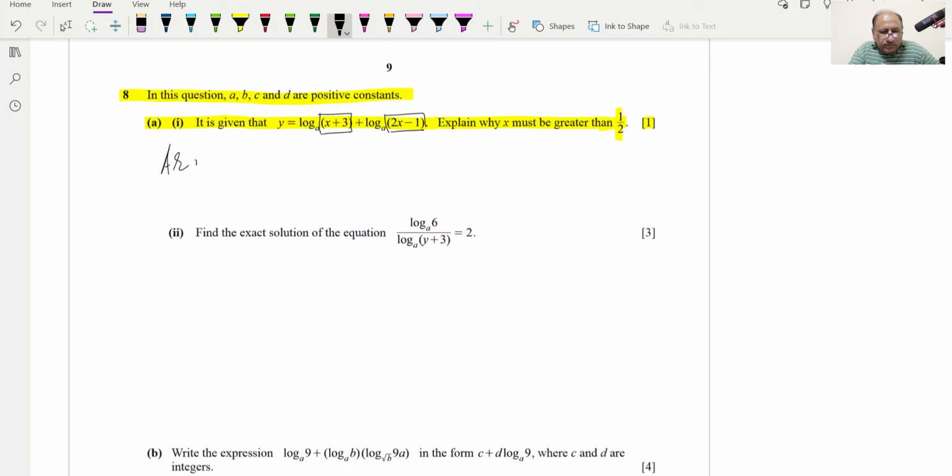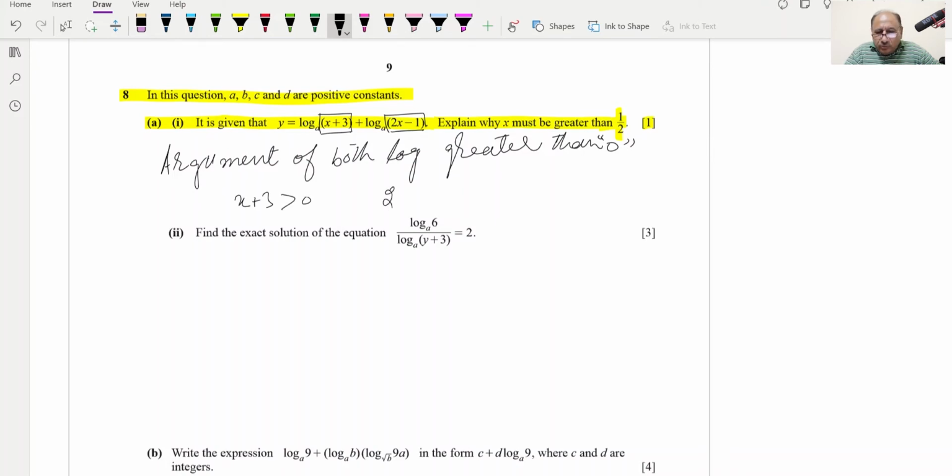So we will write: argument of both logs greater than 0. This will be the reason which we can write: x plus 3 is greater than 0, and 2x minus 1 is greater than 0.